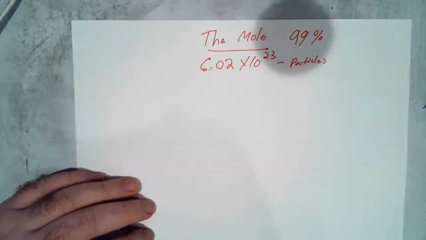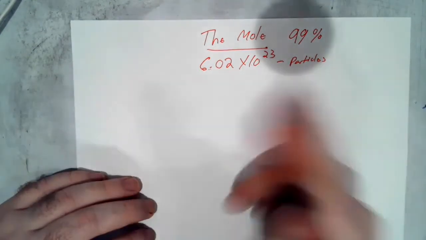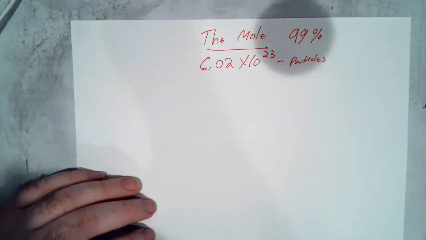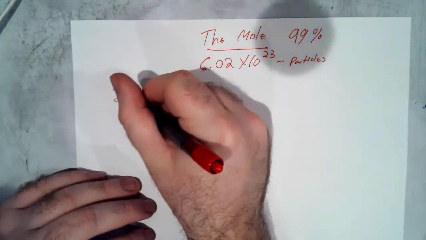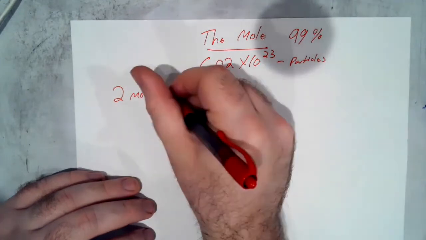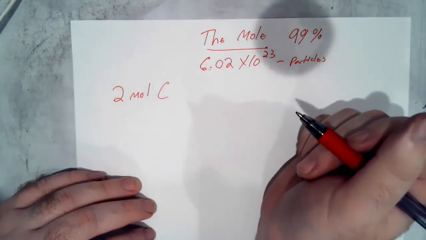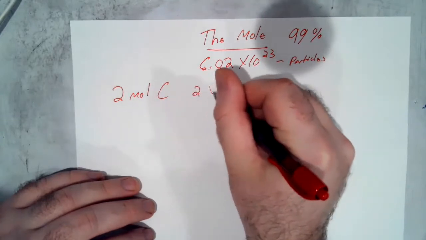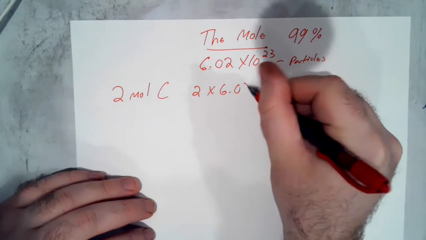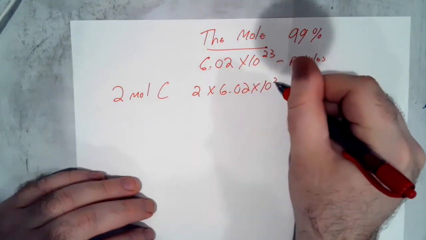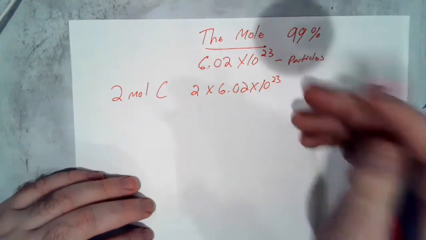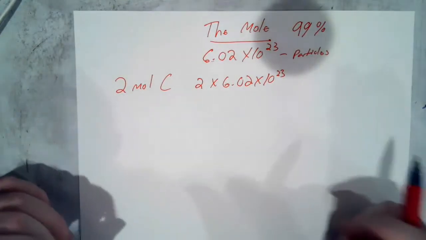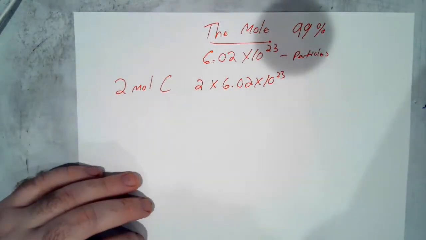So what do we use it for besides a counting unit, of course? We have some various things we can do with it. So if I want to know what 2 moles of, let's say, carbon look like, all I have to do is multiply. So you would do 2 times 6.02 times 10 to the 23rd, and you get your answer. Now, if you're wondering, how in the world do I do that? It's a big number, but you can use a calculator.